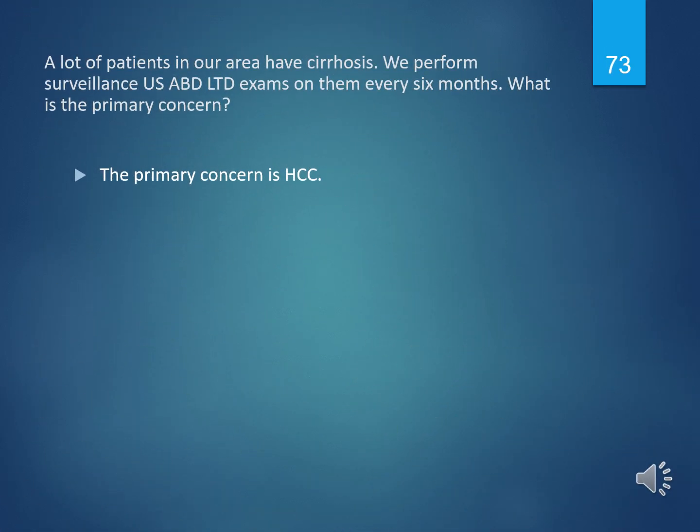A lot of patients in our area have cirrhosis. We perform surveillance ultrasound abdomen limited exams on them every 6 months. What is the primary concern? Cirrhosis clearly is bad enough in and of itself. It's got all these different vascular complications. They can develop ascites, but the primary concern is hepatocellular carcinoma.